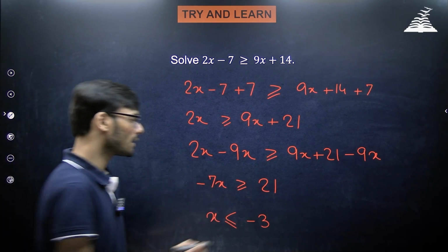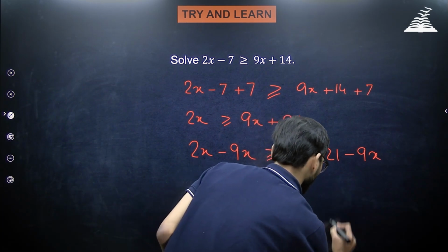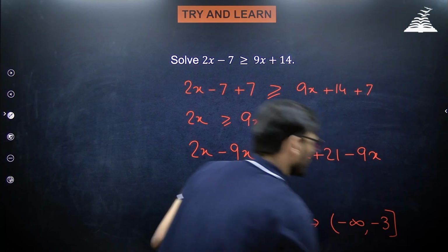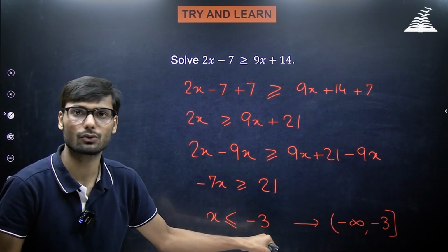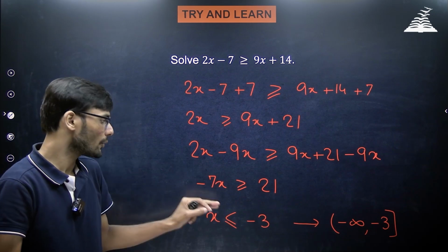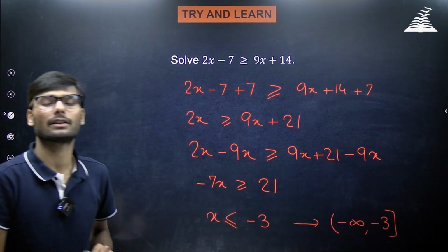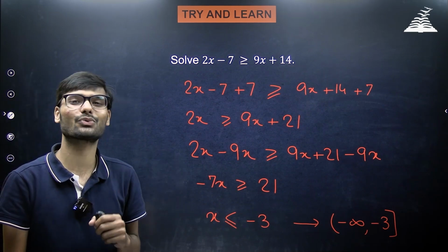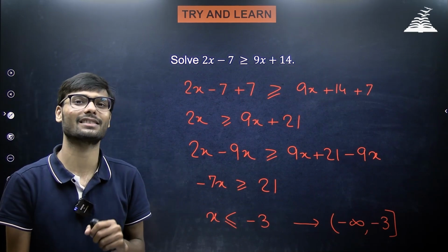We can also write this same thing as minus infinity to minus 3, closed bracket at minus 3. Why? Because x could be minus 3, right? So that's another way to write down the same thing, right? We will be writing it in this form going forward, right? So we have learned how to solve linear inequations.